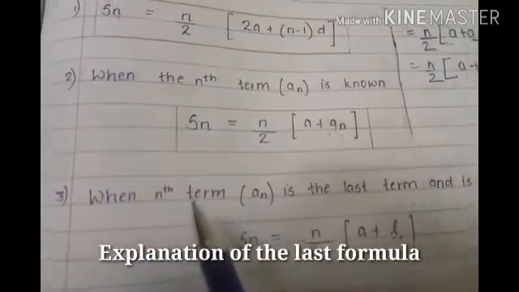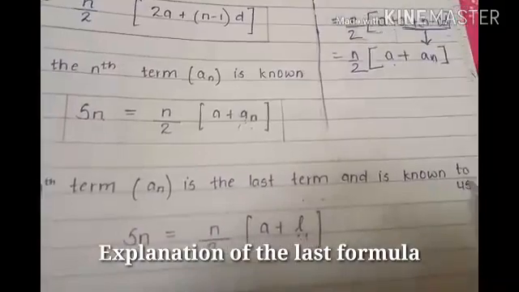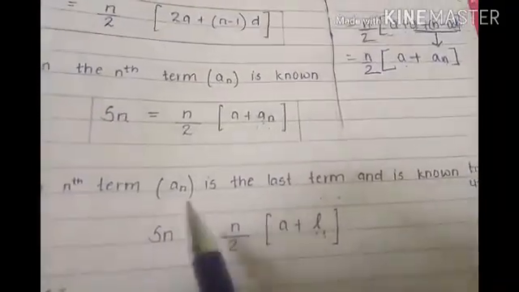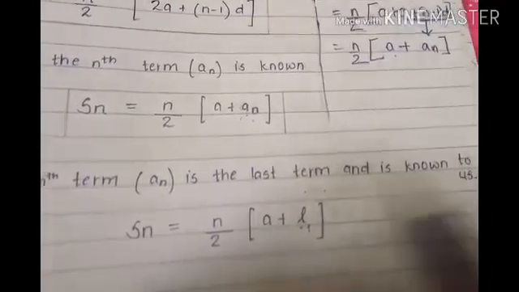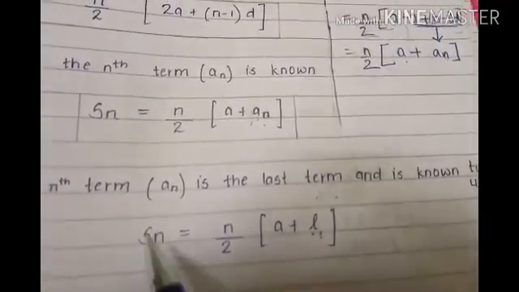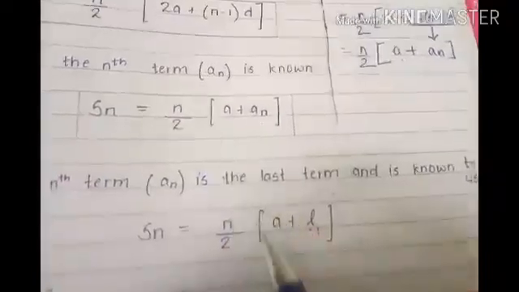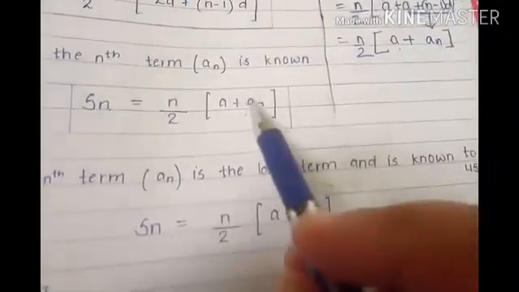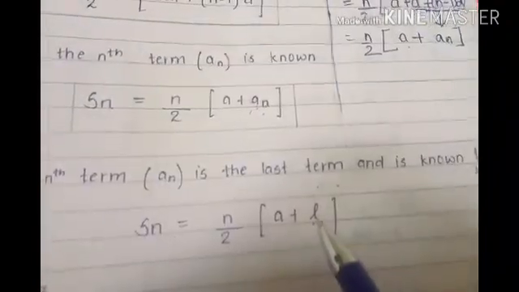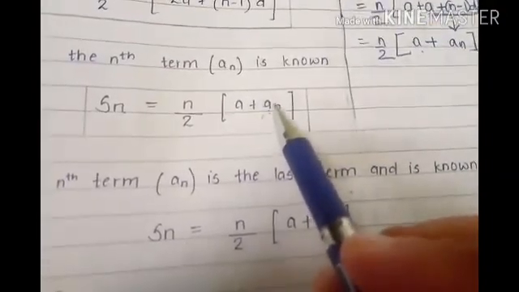We use this formula when the nth term is the last term and is known to us. So we use the formula Sn is equal to n by 2 (a plus l). This formula and the earlier one are the same, only the difference is that this is the nth term and this is the last term. Now let's clearly understand the difference between the nth term and the last term.